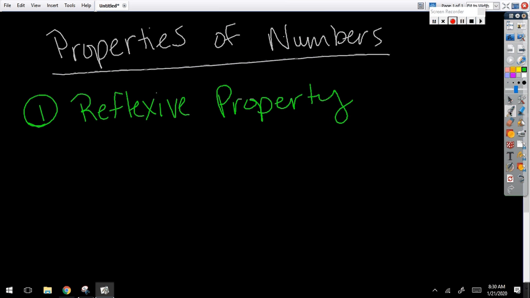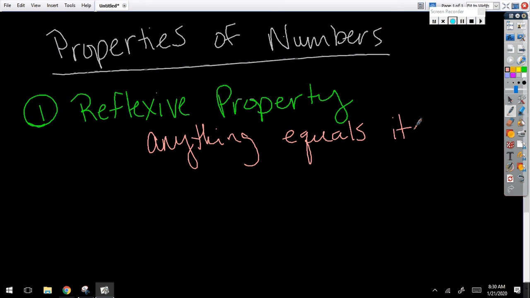Okay, here we go. Reflexive property. Same on both sides. Anything equals itself is really what we need to say with this. So A always equals A. 5 always equals 5. Anything always equals itself is reflexive property. Everybody good with that?